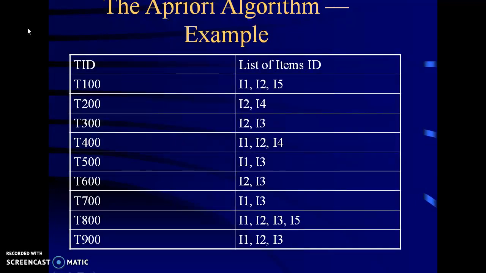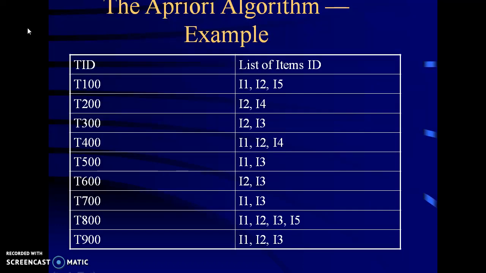So here is an example of the apriori algorithm. This example has 9 transactions from transaction ID T100 to T900, and it has the respective list of items. For example, under transaction T100, items I1, I2 and I5 were purchased. Similarly, under transaction T200, items I2 and I4 were purchased.